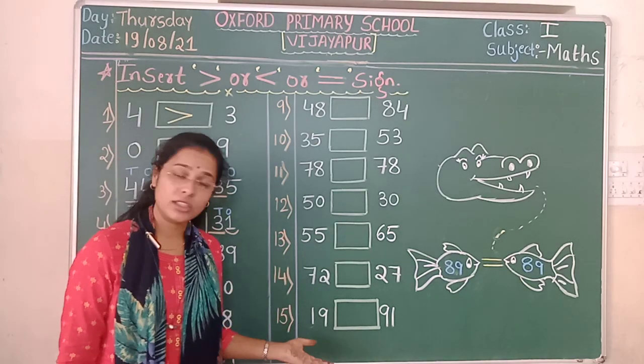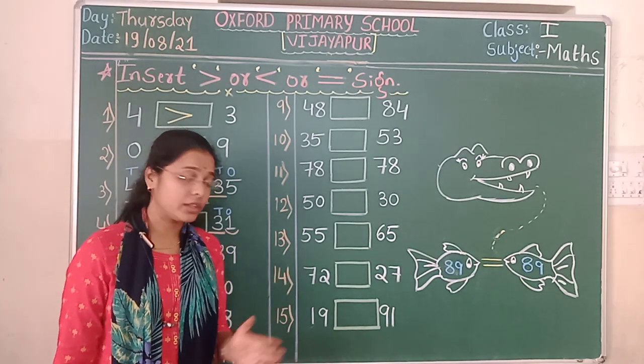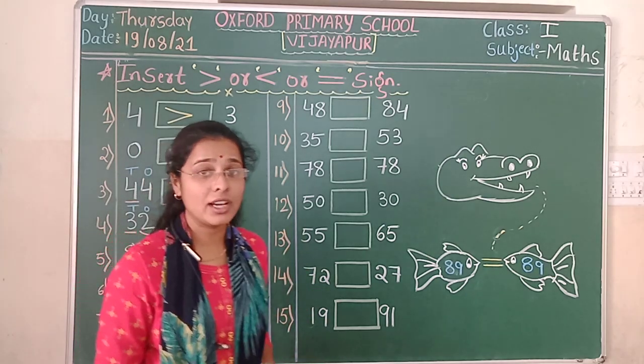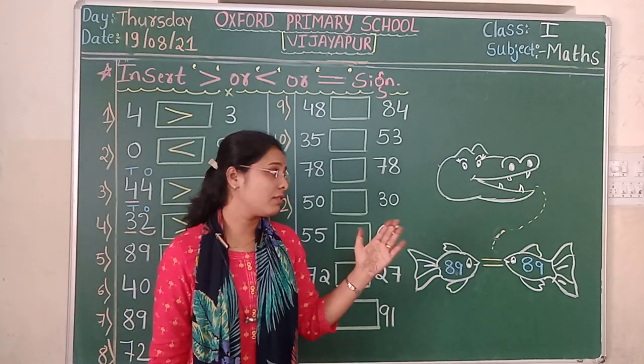Now I will give some time. What you have to do? You have to pause the video. Copy down the 15 numbers. Afterwards I will give all the answers. You have to check your answers with these answers.